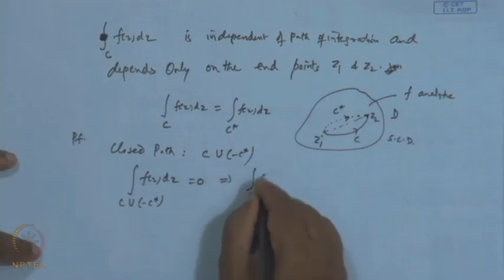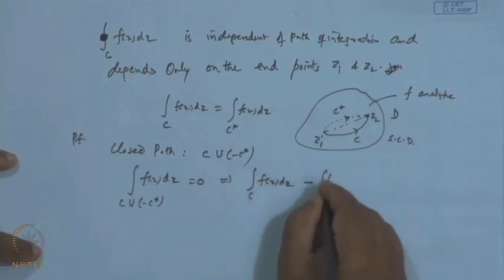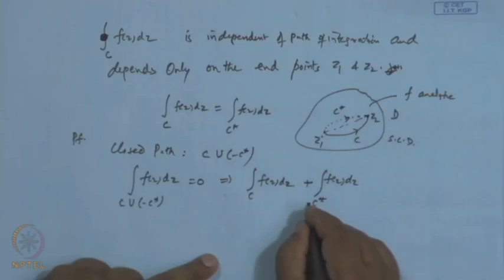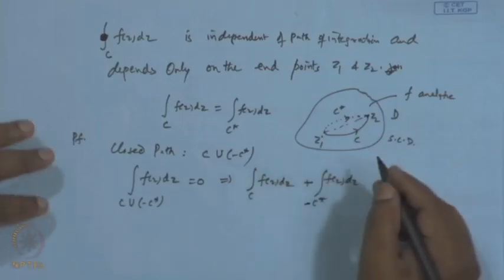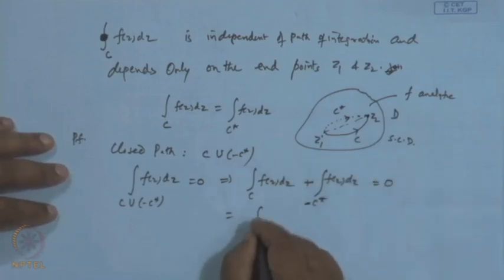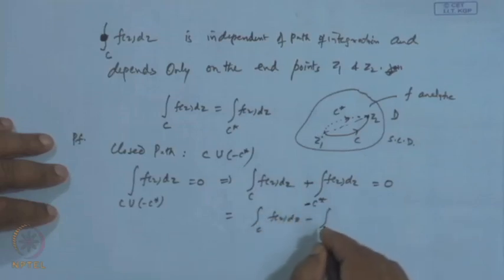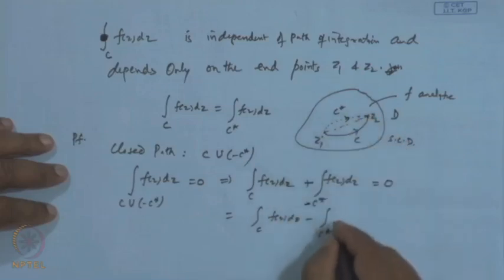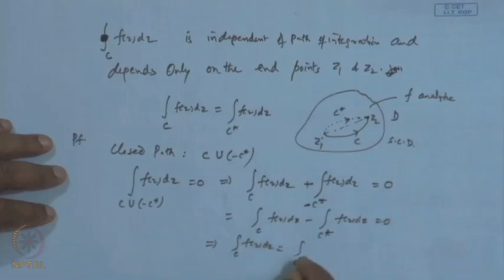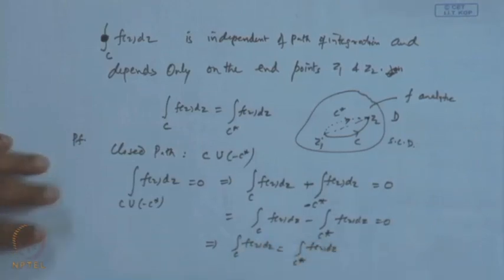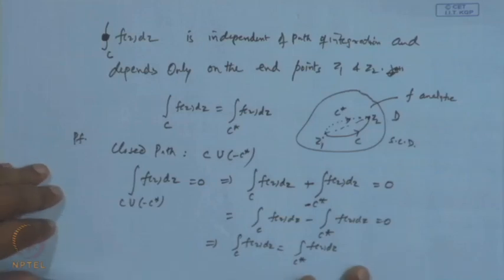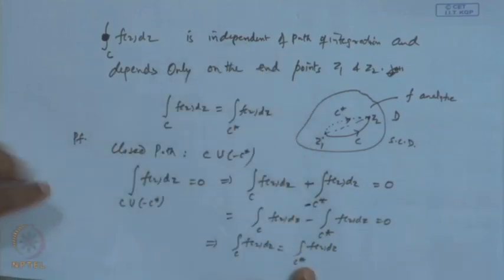But this is the same as the integral along C of f z dz minus the integral along C star of f z dz, because reversing the direction gives a negative value. So, we get integral C f z dz minus integral C star f z dz equal to 0. This implies both integrals give the same value. So, it is independent of the path, and that is one of the interesting results which is a consequence of the Cauchy integral theorem.